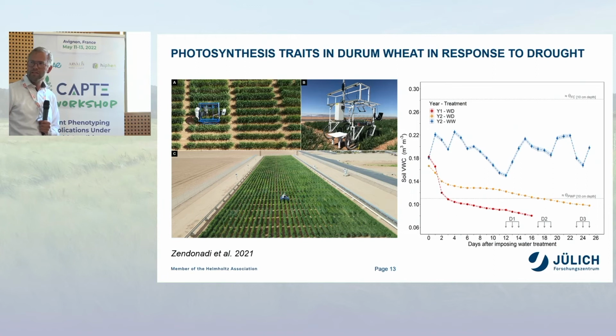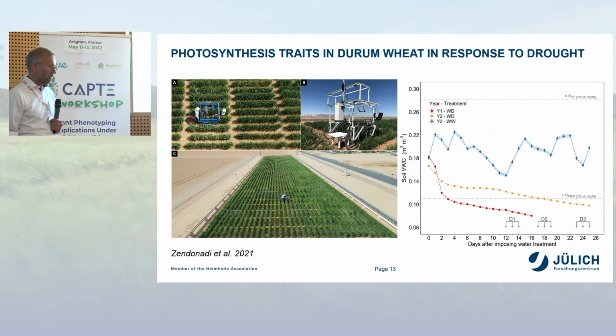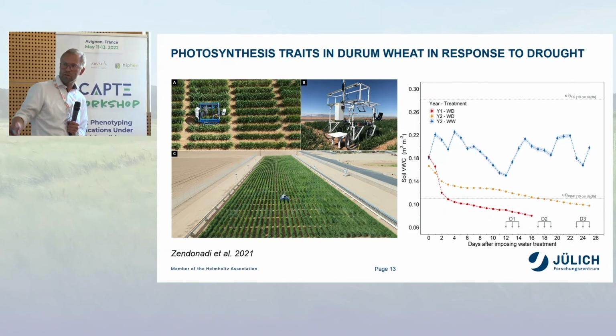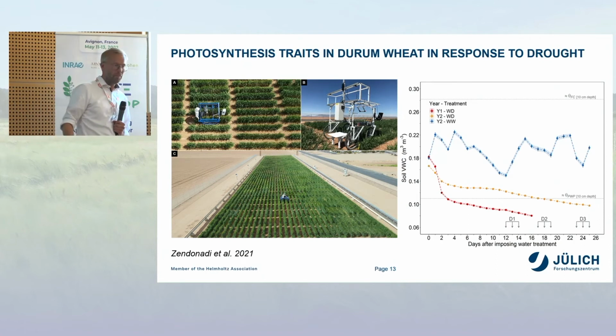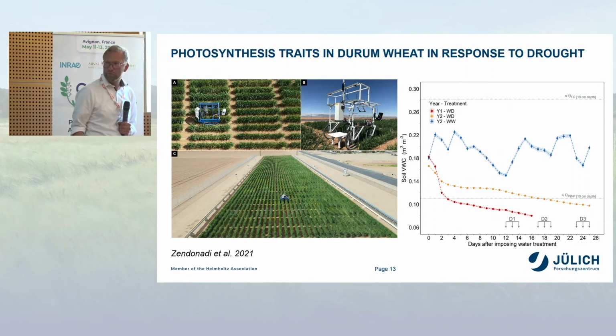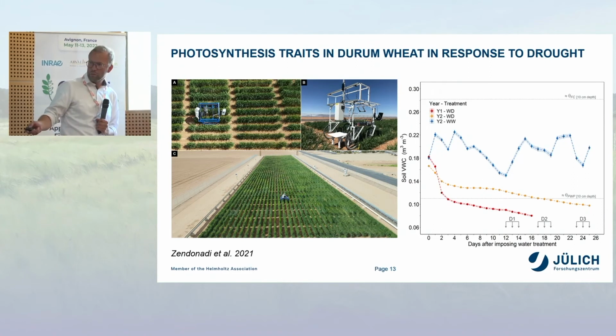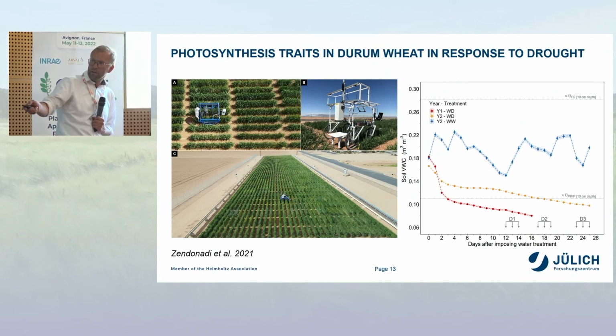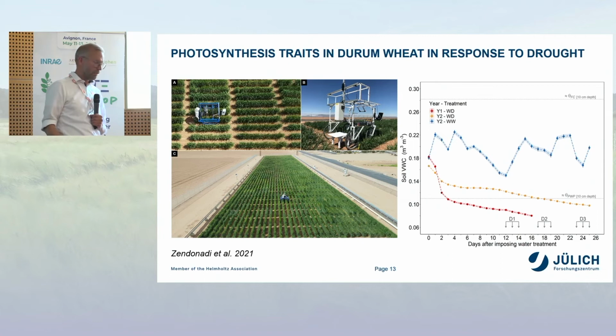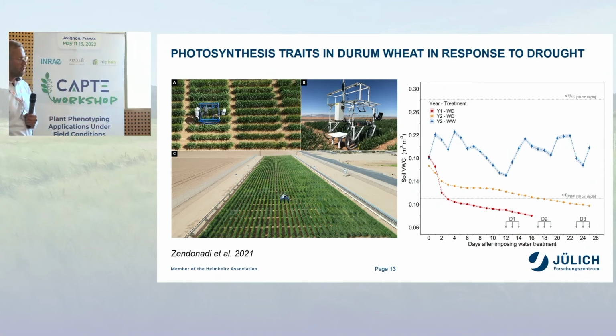252 varieties. And we pushed a bike with this LIFT sensor over it, actually it was Nicolas Zendonadi. Then when the durum wheat was before flowering, they stopped irrigation. With the stop of irrigation, the soil volumetric water content decreased steeply. This was in the first year, and we were pretty enthusiastic about the results.